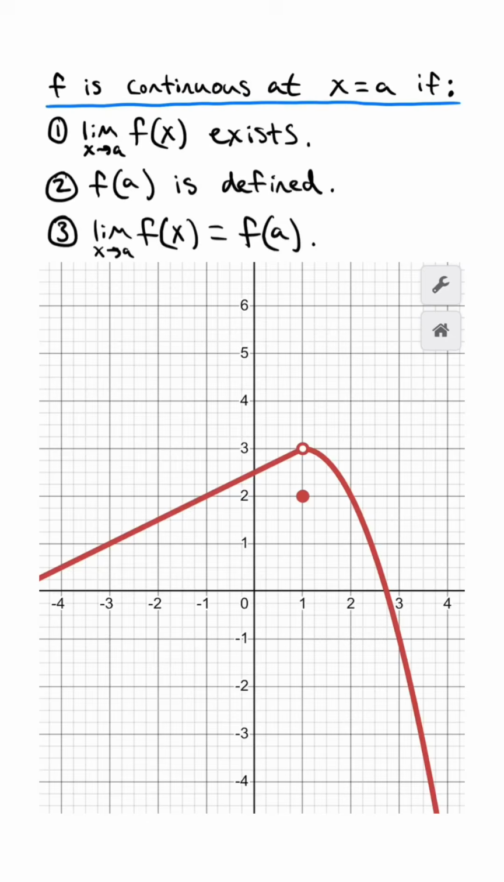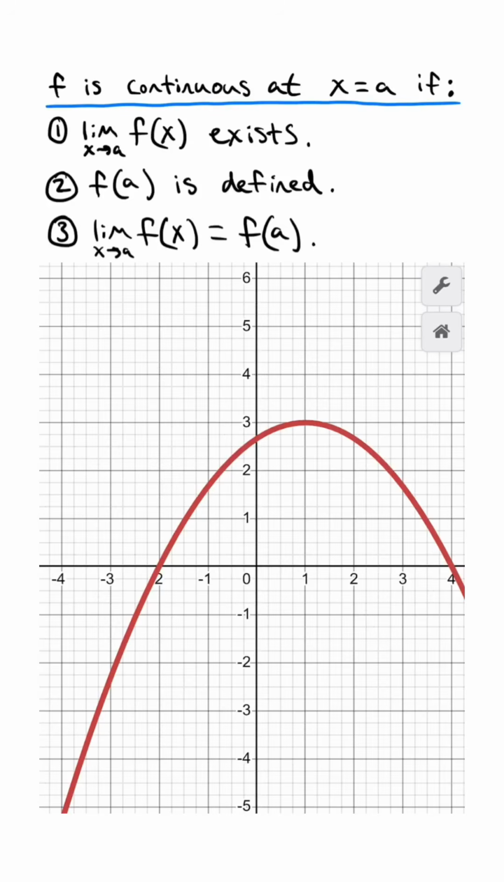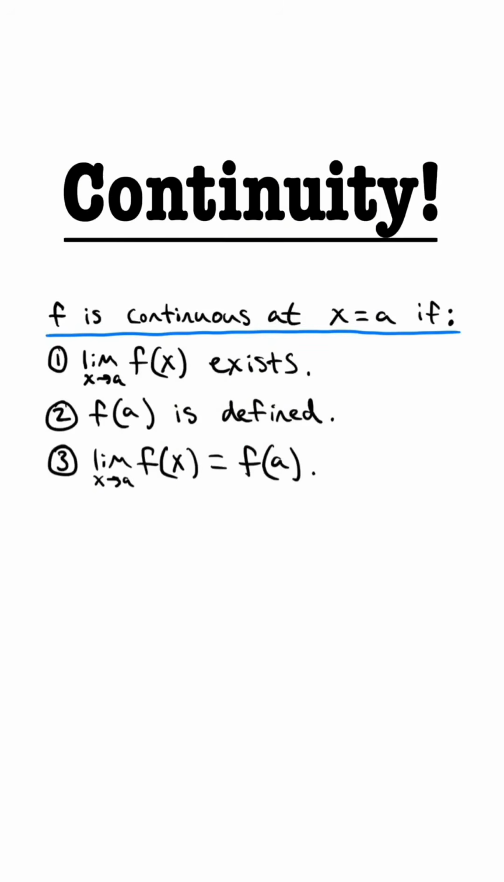For this function, the limit as x approaches 1 exists, and f of 1 is defined, but these values are not equal to each other. The limit as x approaches 1 is 3, while f of 1 is 2, so our third condition is not met, making this function not continuous at 1. Finally, here we have an example of a function that is continuous. The limit as x approaches 1 exists, the function is defined at 1, and these two values are both 3, so they're equal. Hopefully looking at these examples helped you understand the calculus-based definition of continuity.